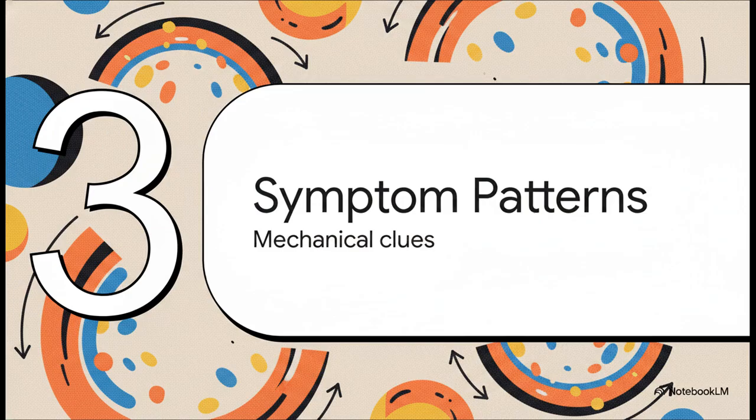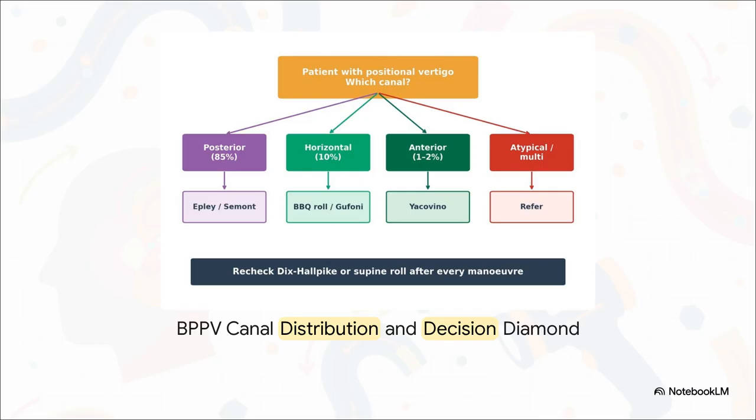This is where we use mechanical clues for pattern recognition. This decision diamond is super helpful because it provides a visual map of the whole diagnostic funnel. It branches from your presenting patient straight down to the 4 possible variant pathways: posterior, horizontal, anterior, and atypical. The huge takeaway here is that before you ever perform a Dix-Hallpike or a supine roll, the patient's symptom history is already guiding you down one of these specific branches.